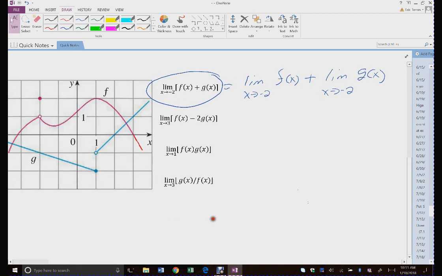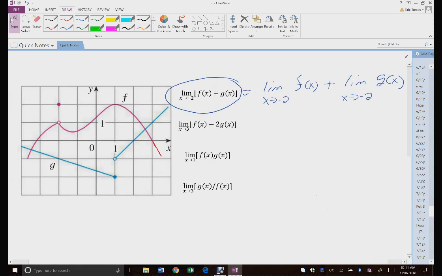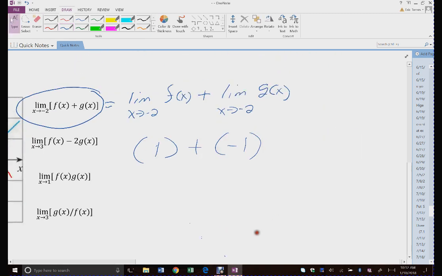Now, I can come to this graph and see if these two limits actually exist. Here's where x is -2. I'm going to look at f of x and see what the function is approaching, if anything. And what the function is approaching is 1. So the limit of f of x as x approaches -2 is 1. And now I'm going to go to g of x and again see what it is approaching, and it appears to be approaching -1, which means I can add these two together to get my answer.